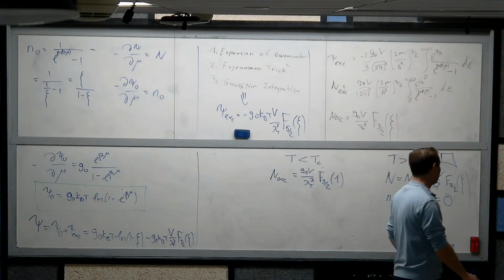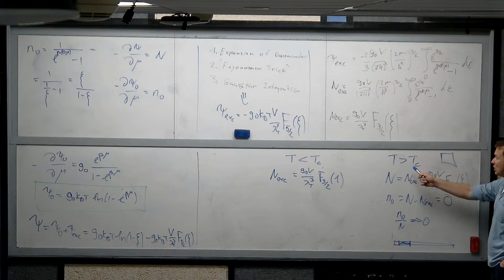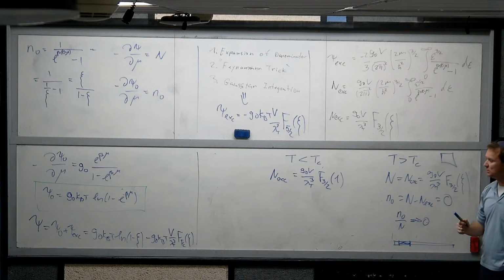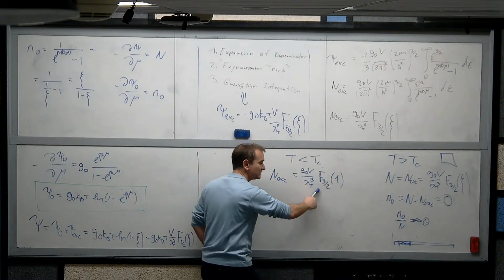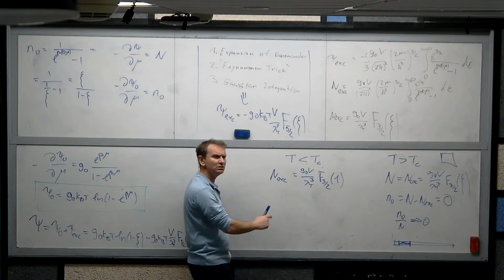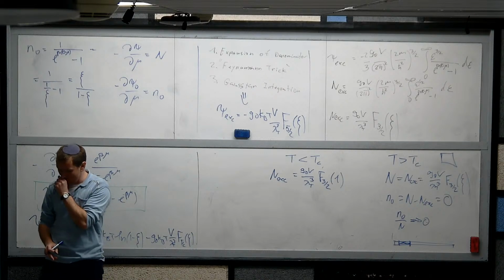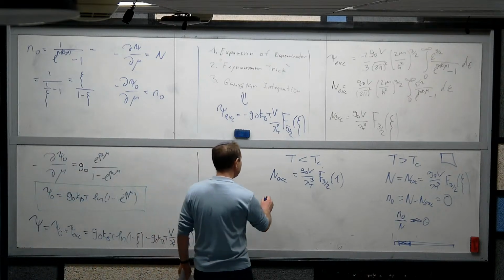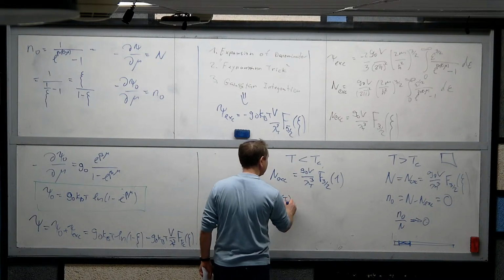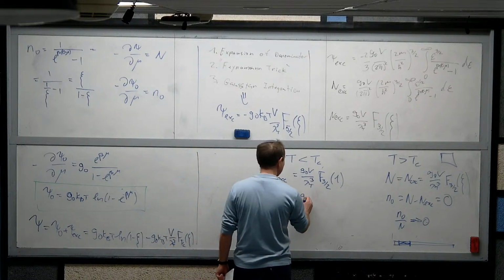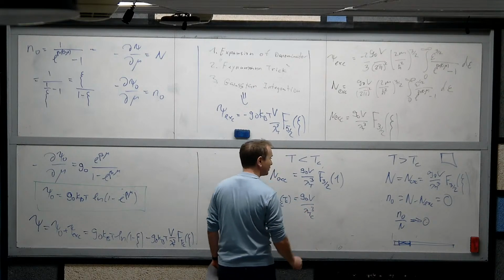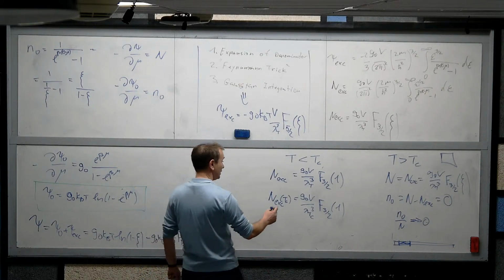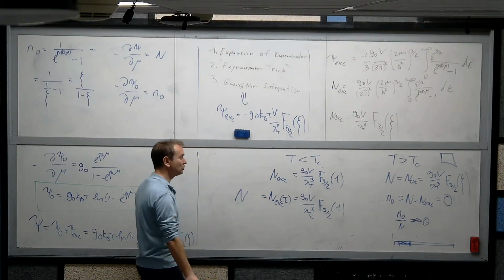The only difference is the behavior of this polylogarithmic function. For T larger than Tc, it depends on the fugacity, which is the exponent of beta mu. I don't know exactly what mu is, but I know that at Tc it converges to this number, and I'm only going to use this number. Lambda T stays lambda T. What is N excited at Tc? N excited at Tc is exactly G0 V over lambda Tc to the third power, still F3 halves of 1, and it equals the total number of particles.